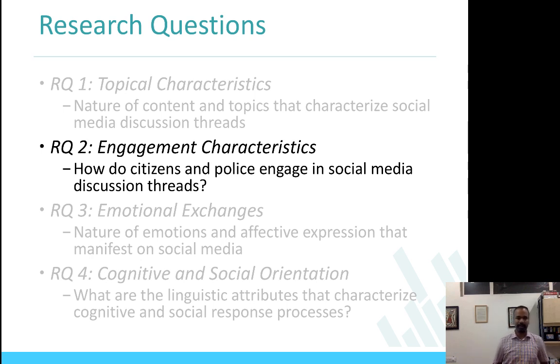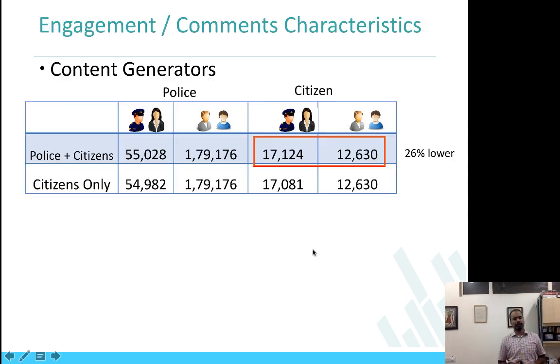Engagement characteristics: how do citizens and police engage in social media discussion threads? So now let's look at the engagement or comment characteristics, which is when police do a post, how the comments are discussed, and when citizens do a post, how comments are spread on Facebook.